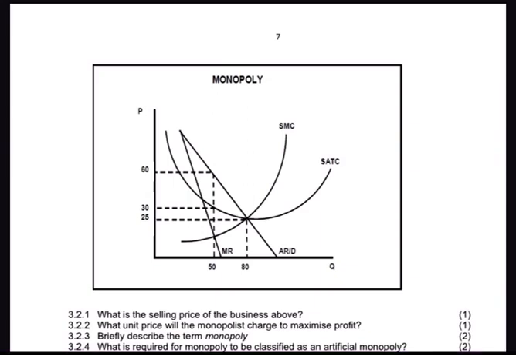So the first question is asking us what the selling price of the business above would be, right? So we can answer these questions based on the mark allocation that we have. So the first question, I would say that with the information that we have, it is not possible for us to calculate the exact selling price.